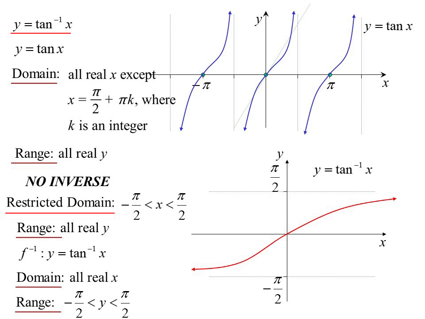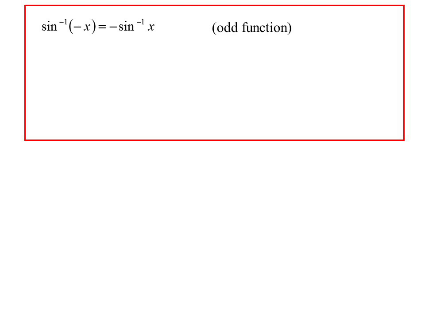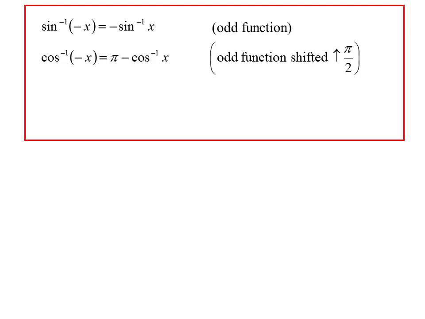So what do we notice? It now means this relationship must be true. The inverse sine of -x must equal the minus of inverse sine of x. Well, look at the picture. It's an odd function. It's got the rotational symmetry. Inverse cosine's a little bit more interesting though. Inverse cosine of -x will be pi minus the inverse cosine of x. We've got an odd function that's shifted up π/2 units. So I'll explain that in a sec.